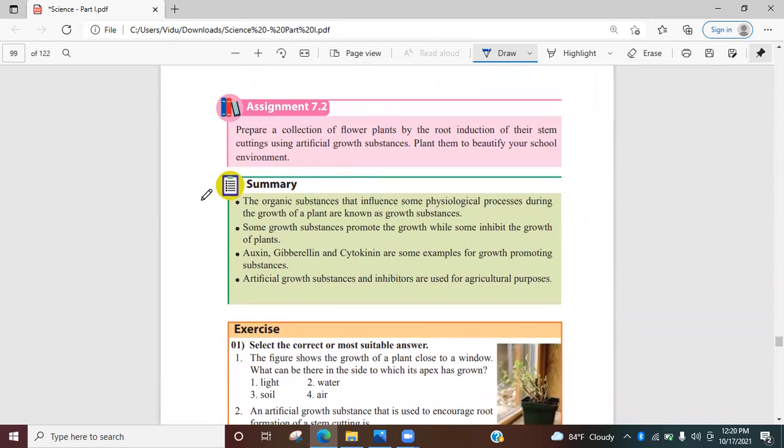So our lesson is over. Now I'm reading the summary of this lesson. The organic substances that influence some physiological process during the growth of a plant are known as growth substances. Some growth substances promote the growth while some inhibit the growth of plants. Auxin, gibberellin, and cytokinin are some examples of growth-promoting substances. Artificial growth substances and inhibitors are used for artificial purposes.